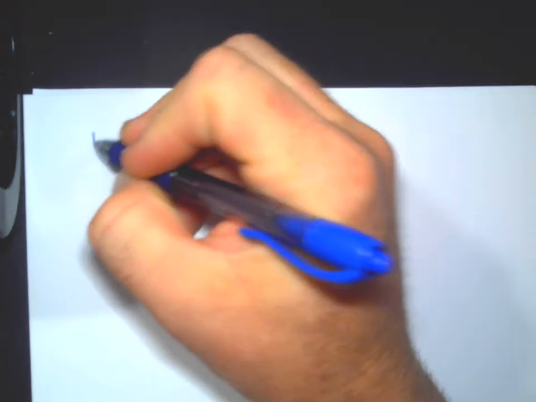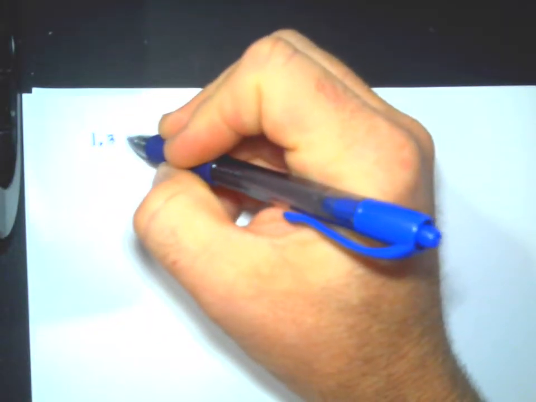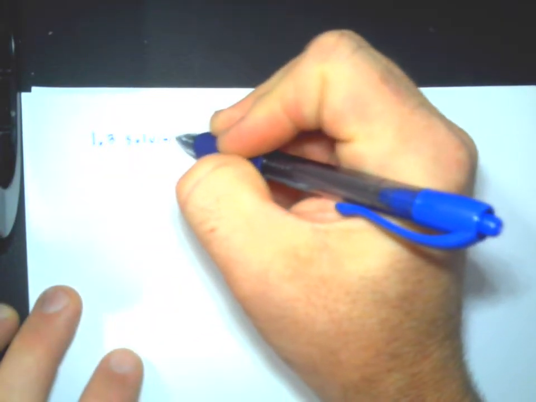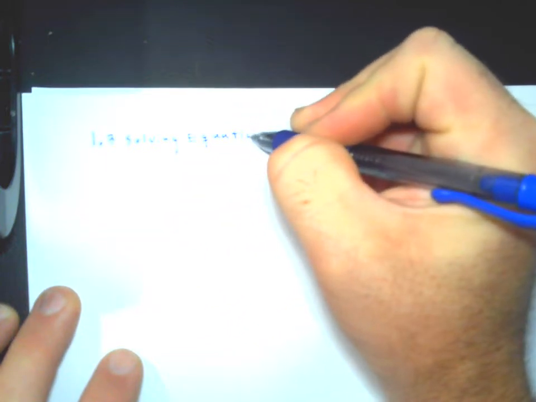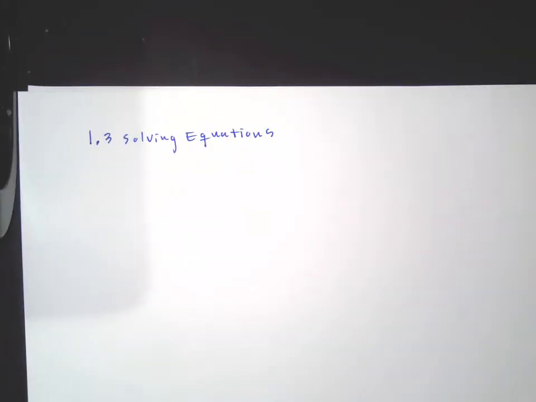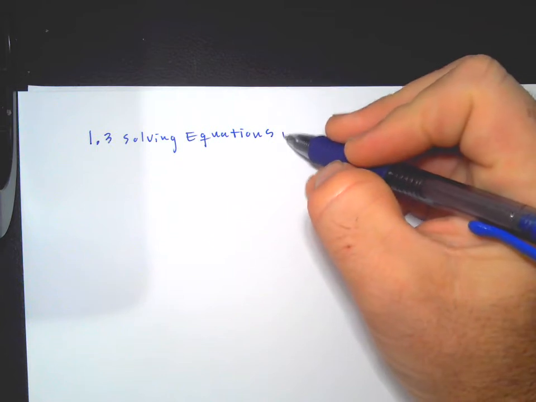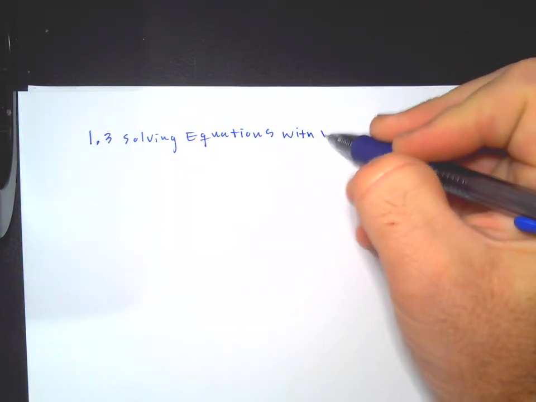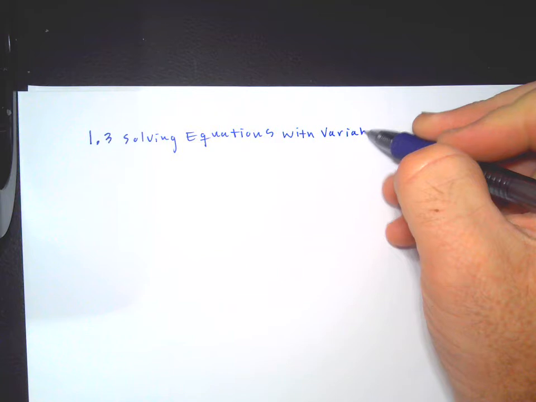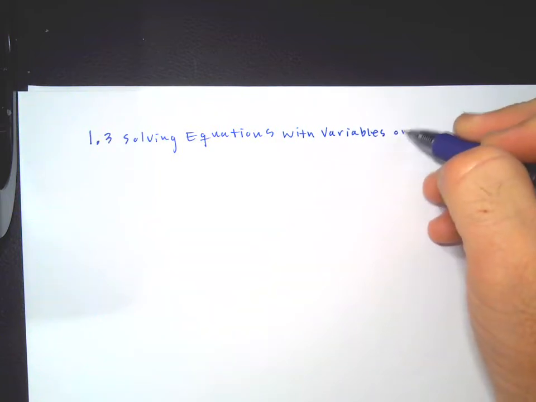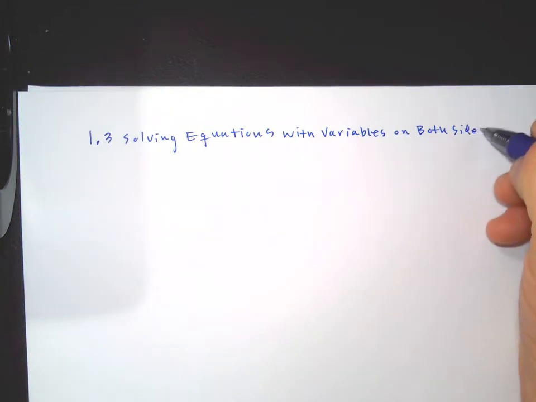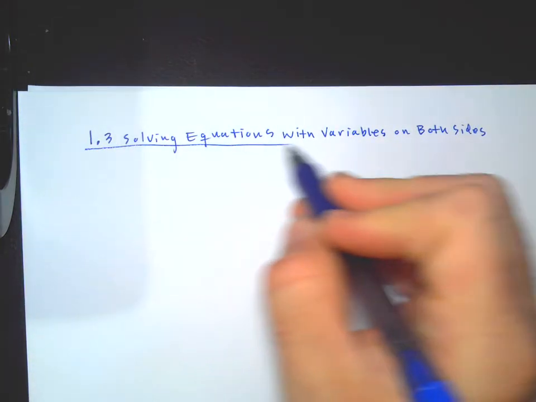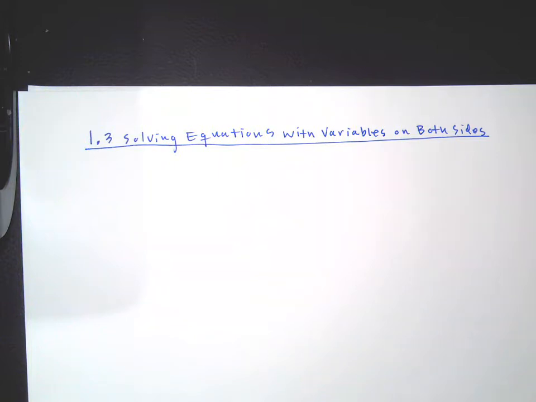So, write the title 1.3 Solving Equations. So, we've been solving equations, right? Solving equations. But now, with variables on both sides. So it's getting, we're taking it up a level.